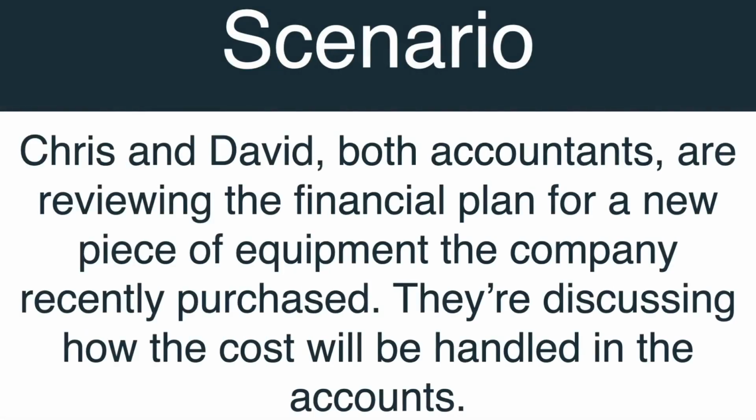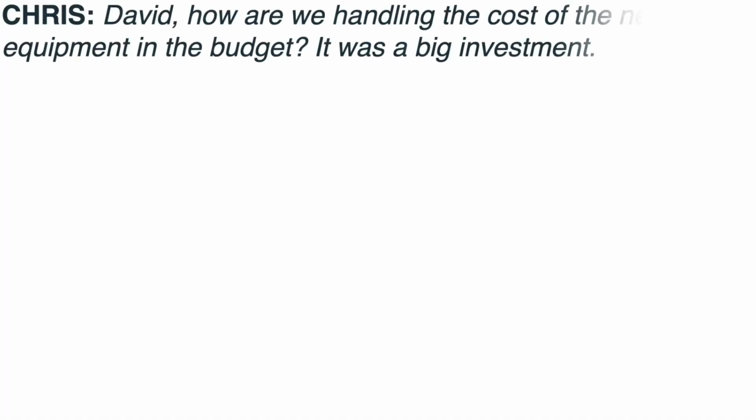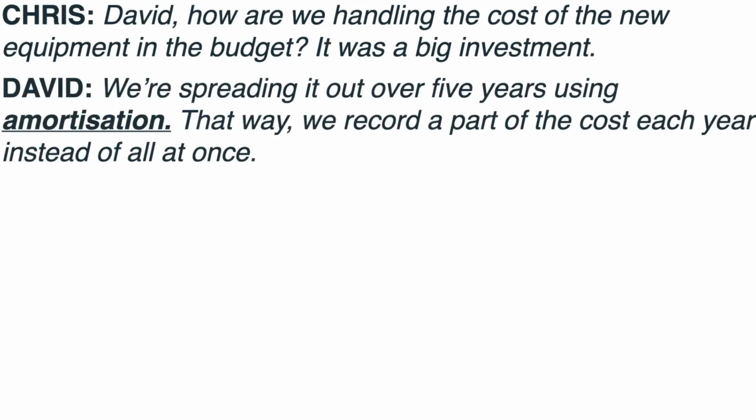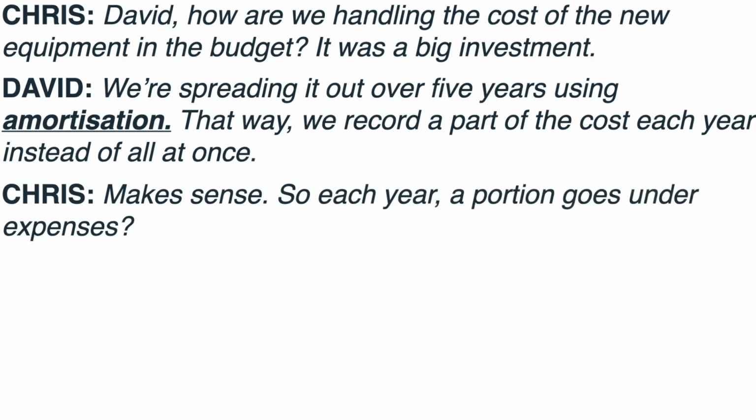And another scenario. Chris and David, both accountants, are reviewing the financial plan for a new piece of equipment the company recently purchased. They are discussing how the cost will be handled in the accounts. David, how are we handling the cost of the new equipment in the budget? It was a big investment. We are spreading it out over 5 years using amortisation. That way, we record a part of the cost each year instead of all at once. Makes sense. So each year a portion goes under expenses?